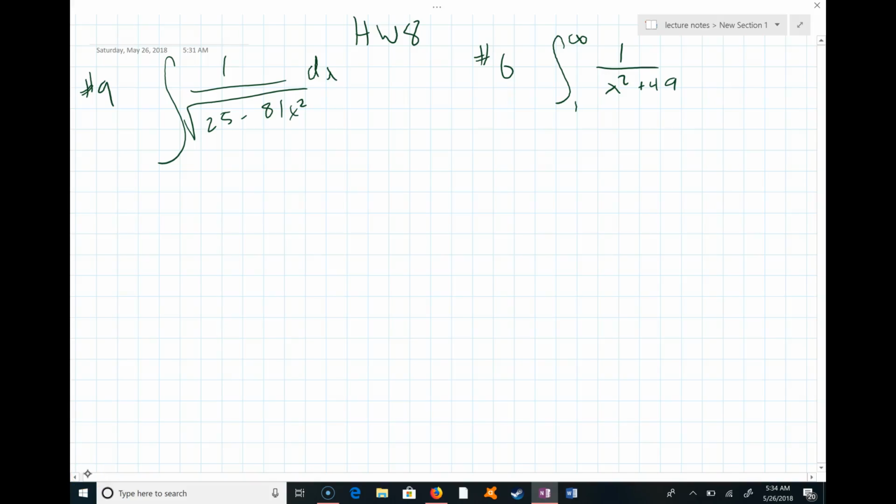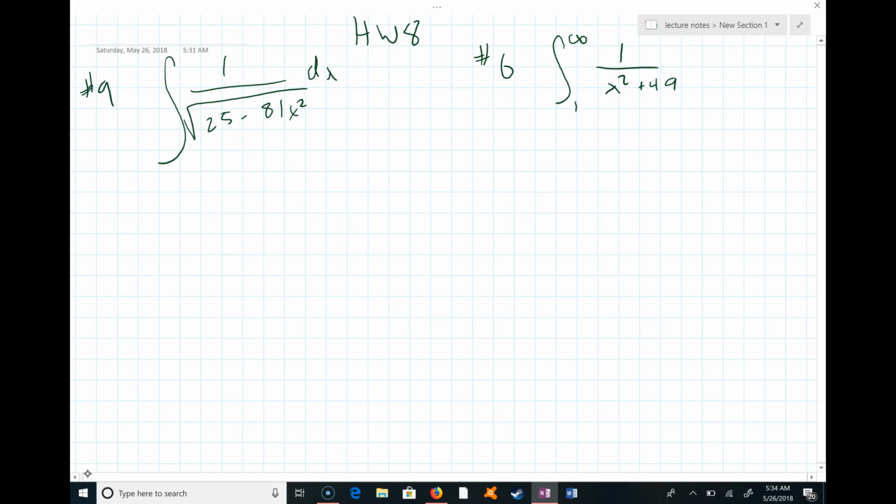Just a quick little review about numbers 9 and 6 from homework 8. So here's number 9. This is clearly a trig substitution problem. It's got a number squared minus something times x squared involving x.